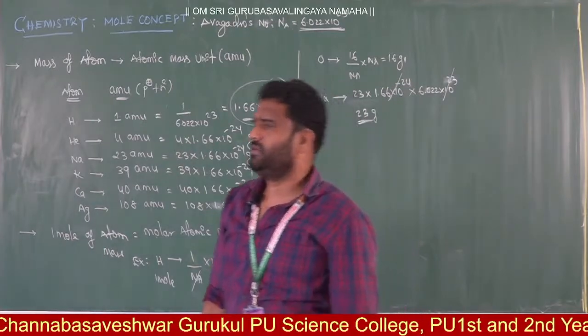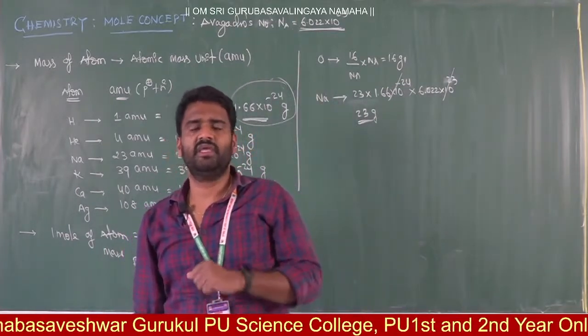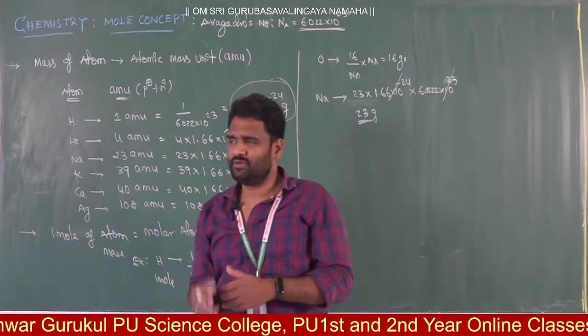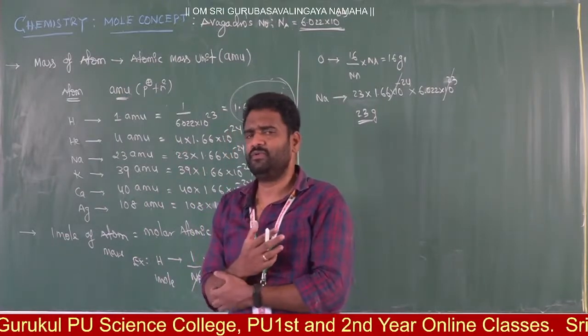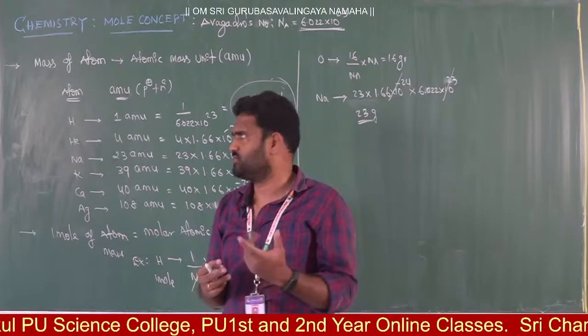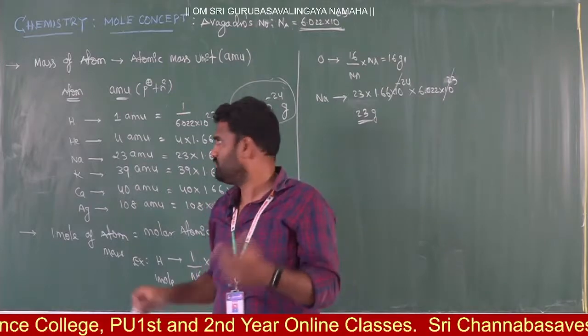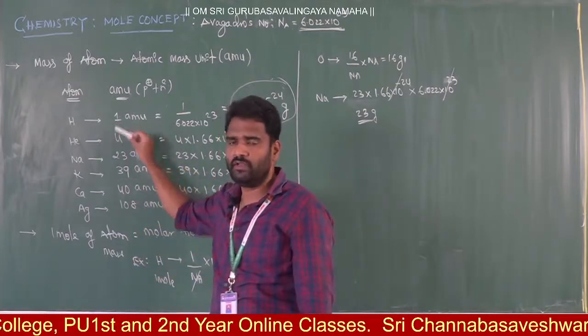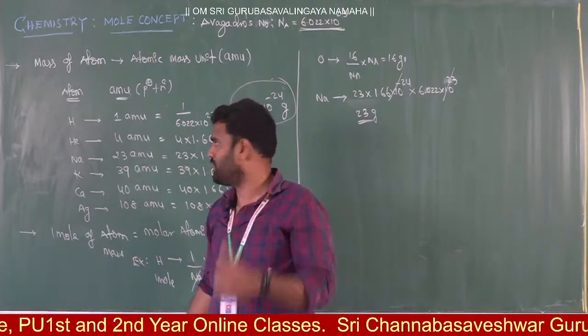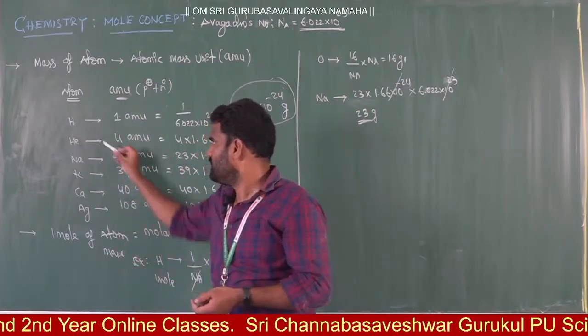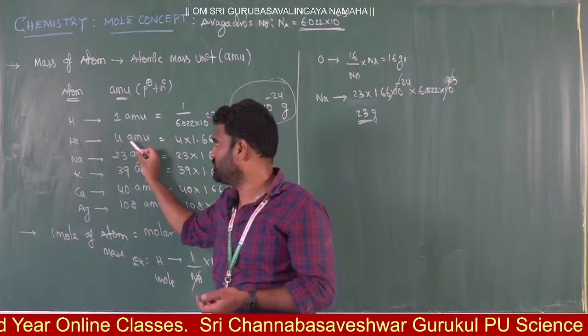Actually, nowadays we are not using the AMU concept at all, because it is a little confusing for students. Instead of AMU you can directly take the weight of 1 mole of atoms in grams. 1 mole of hydrogen weighs 1 gram. Then 1 atom of hydrogen weighs how much? 1 by Avogadro number.